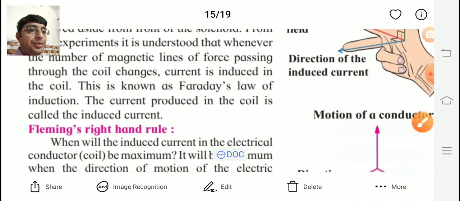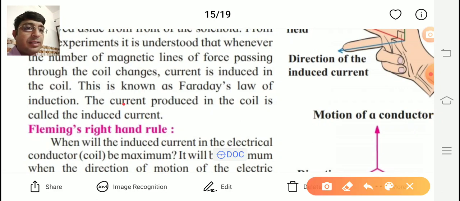The current produced in the coil is called induced current. After we do the activity, that current is produced in the coil. That's why the current produced in the coil is called what? The current produced in the coil is called induced current.